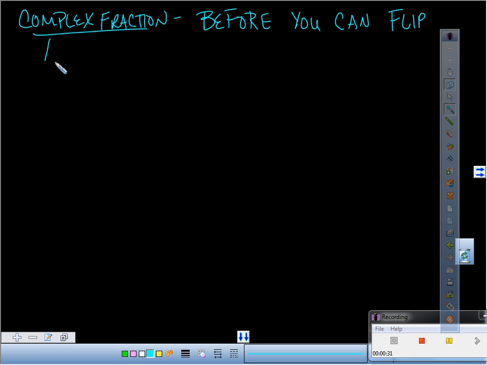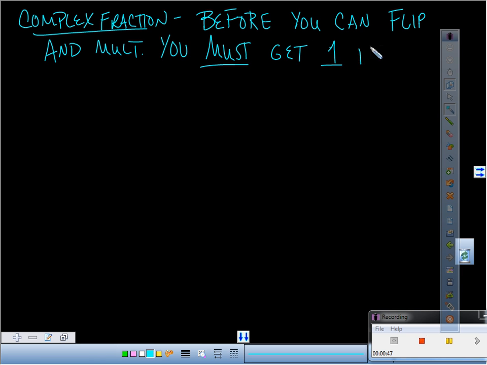Before you can flip and multiply, you must get one fraction on the top and the bottom. It can't be like this fraction plus or minus another fraction. It has to be one fraction on the top and the bottom. That's the only way that you can flip and multiply.